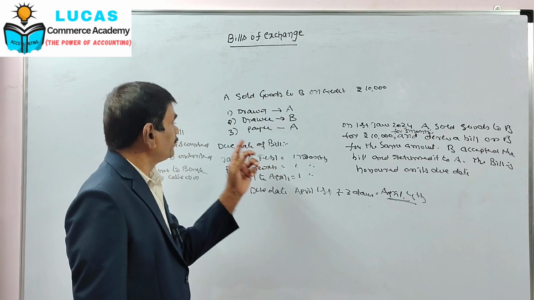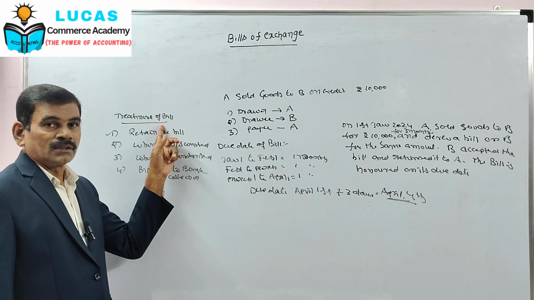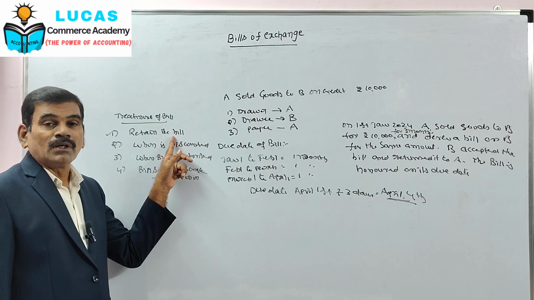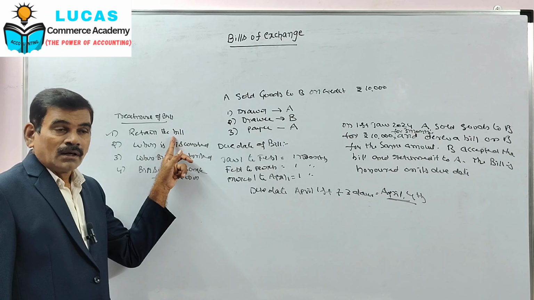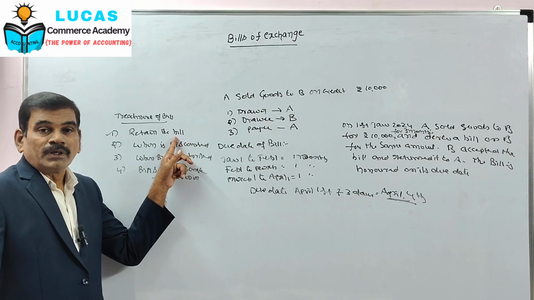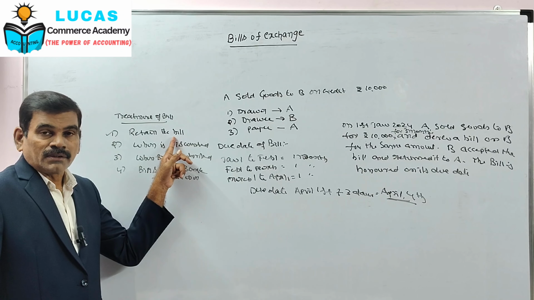So this is the first case, retains the bill. The drawer retains the bill until its due date and presents it to B and gets the amount from B.